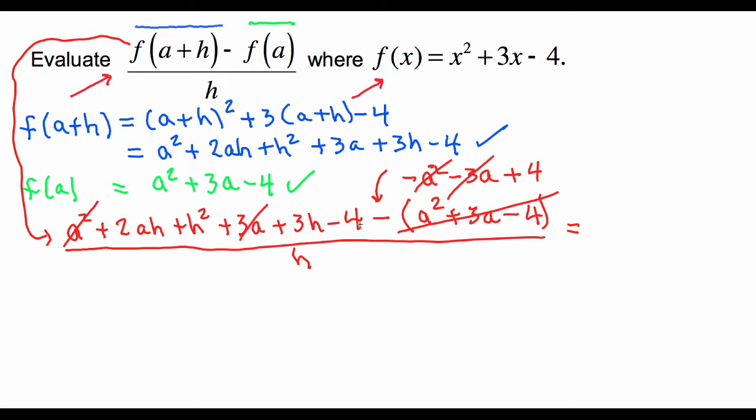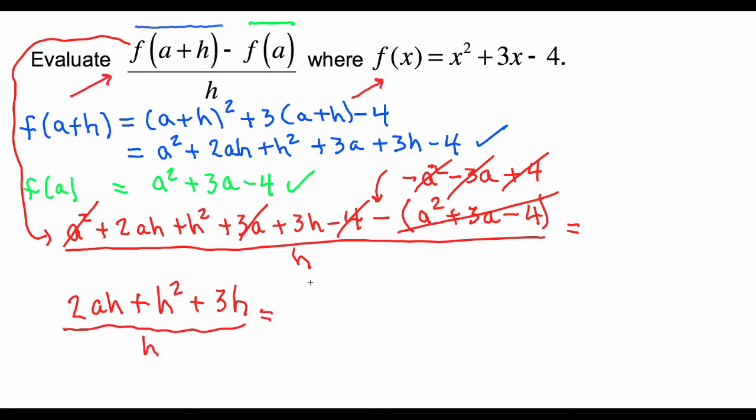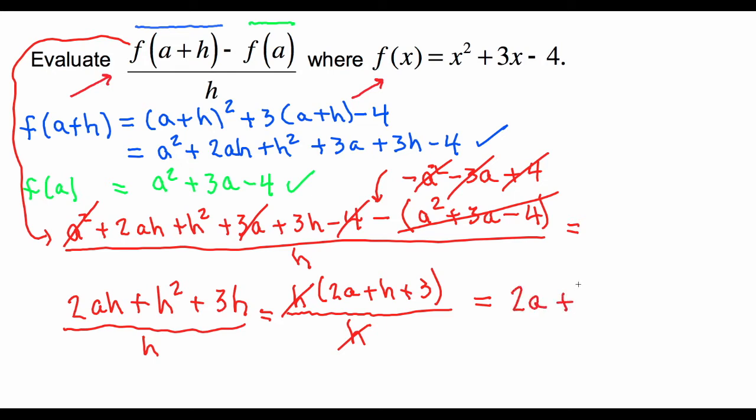The 3a's, and a -4 and a plus 4 add to 0. Notice what we have left: 2ah plus h squared plus 3h all over h. The very last step is to factor out an h from the numerator. If I factor out an h from the numerator, I'm left with 2a plus h plus 3, and in the denominator I have an h. To finish simplifying, all I'll do is cancel the h's. When I evaluate this difference quotient, what I get is 2a plus h plus 3.